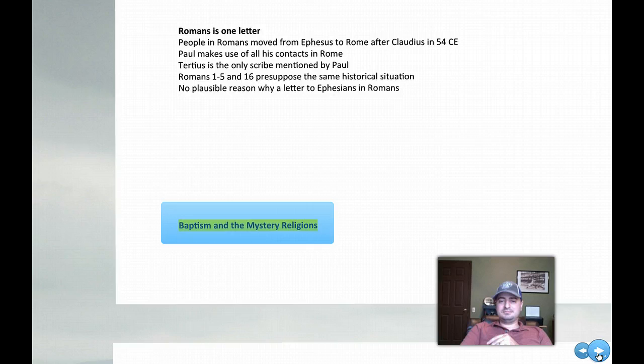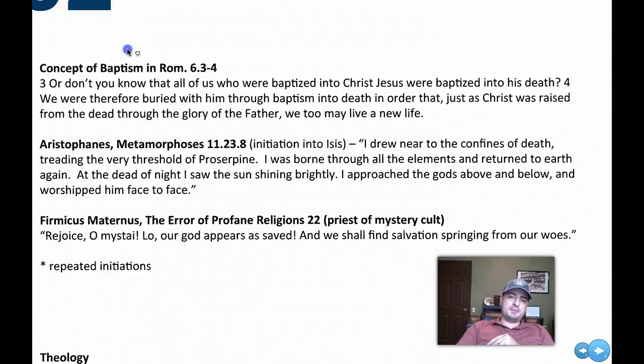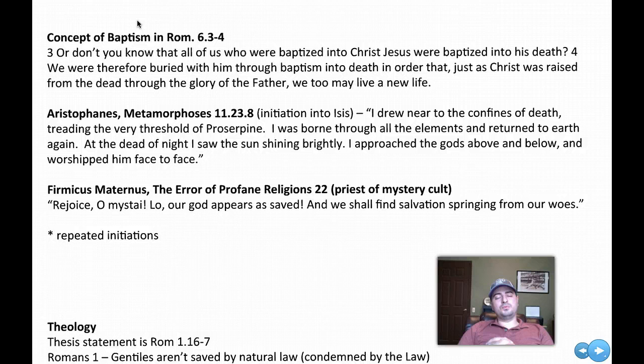Okay, let's look here at Paul's concept of baptism in Romans. It appears in Romans 6:3-4. Don't you know that all of us who are baptized into Christ Jesus were baptized into his death? We were therefore buried with him through baptism into death, in order that, just as Christ was raised from the dead through the glory of the Father, we too may have a new life.